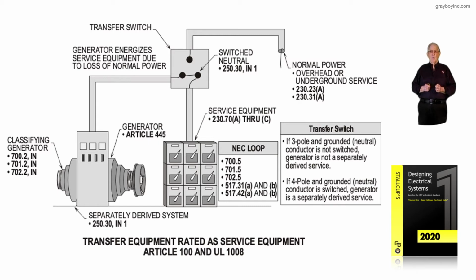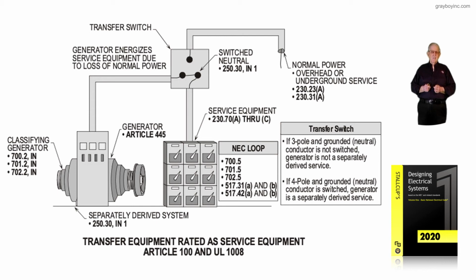Now the normal power overhead or underground for this type of service, you'd find it in 230.23(A) or 230.31(A). The service equipment now, the disconnects and how they would be arranged, 1 main, 2 to 6 mains, is in 230.70(A) through (C), 230.71 and 230.72.